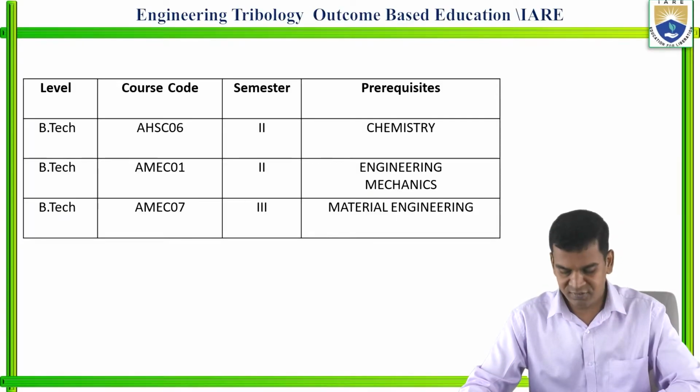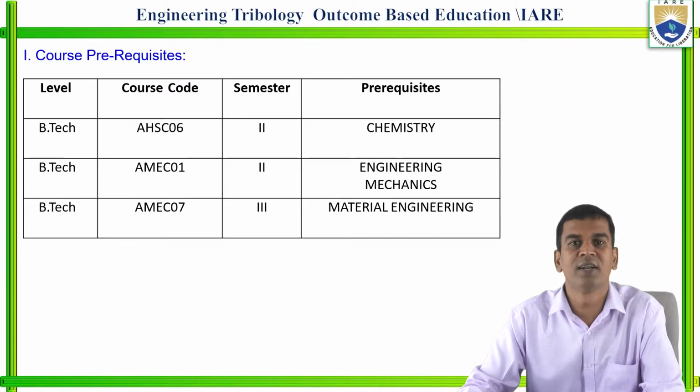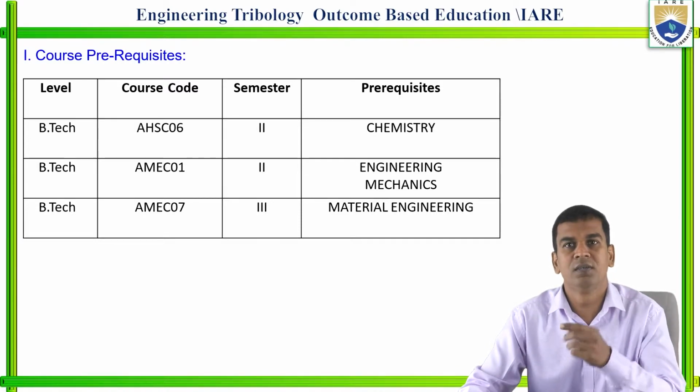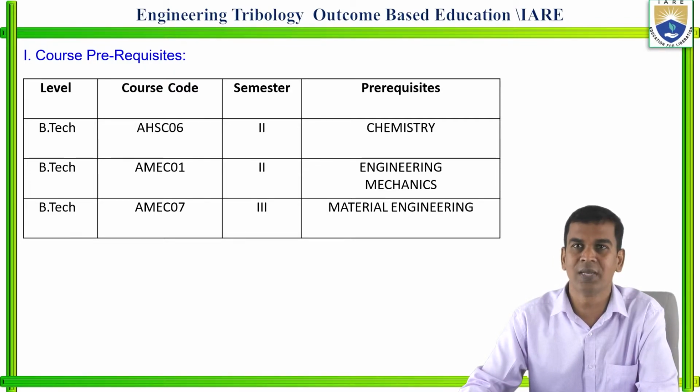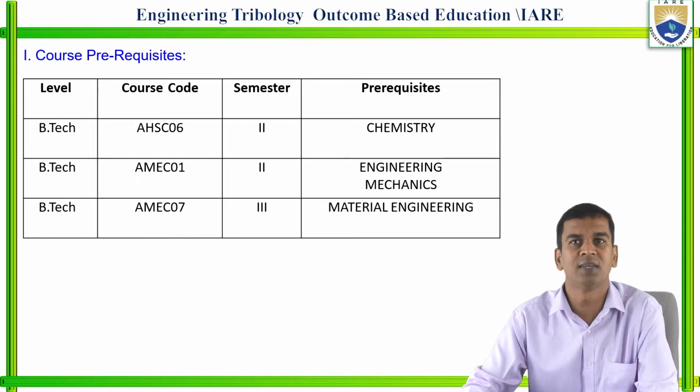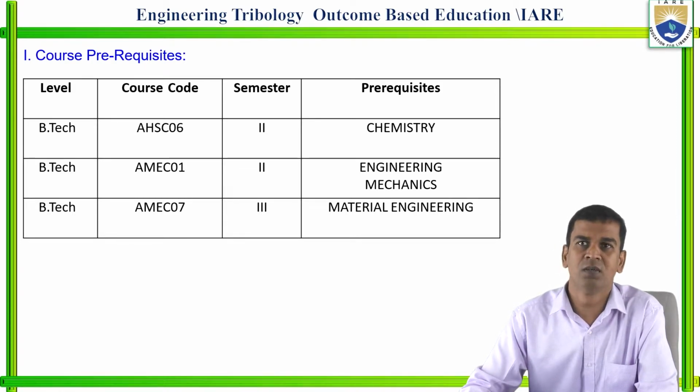Now, see here the prerequisites. The prerequisites for this engineering tribology subject are chemistry, engineering mechanics, and material engineering. These subjects are required for understanding engineering tribology, because this subject involves the study of wear, friction, and lubrication. Because of that, in the second semester we study chemistry, which will be useful, and the same second semester mechanics also. In the third semester, material engineering. These subjects are required for understanding the basics of engineering tribology.